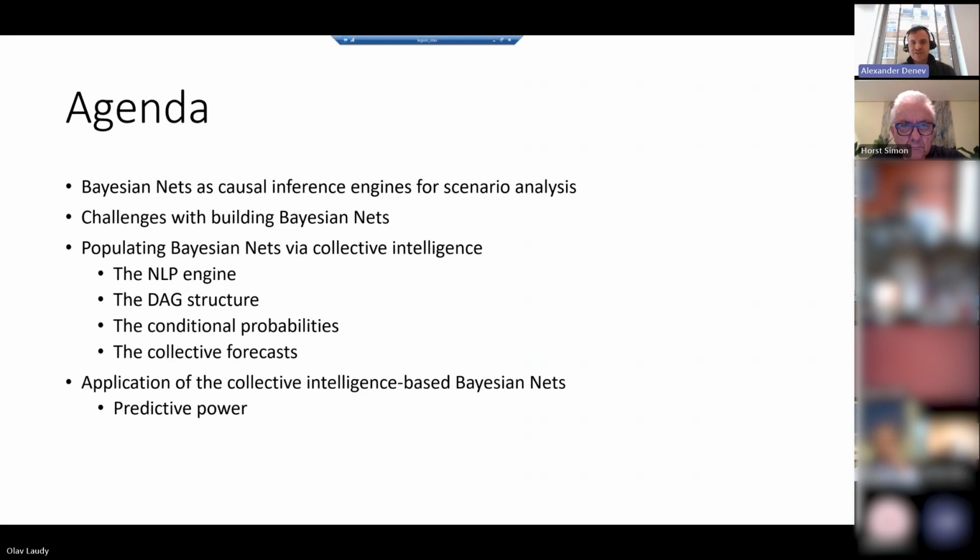So what are the challenges with building Bayesian nets, and how can we solve some of the challenges by using public domain information, collective intelligence? We'll briefly discuss the natural language processing engine, how to build the directed acyclic graph, how to populate the tables with conditional probabilities, and hence how to come up with correct forecasts. We also will show a trading strategy based on these Bayesian nets.